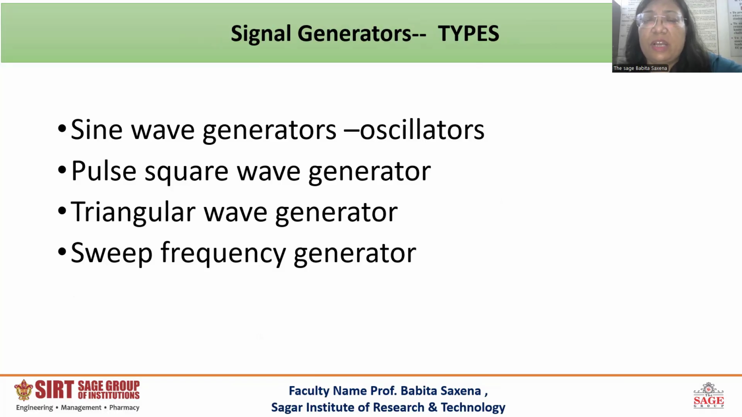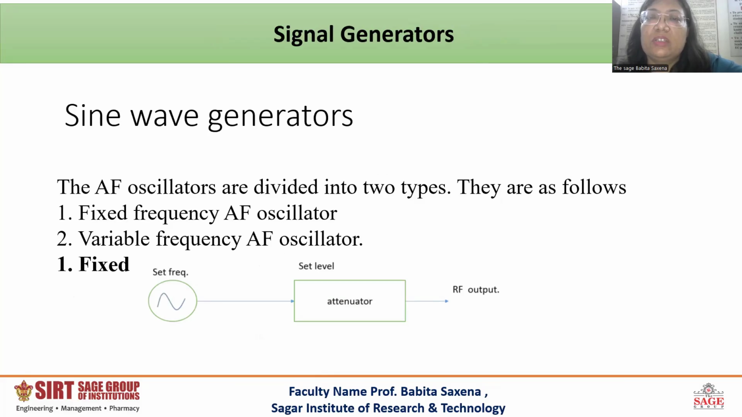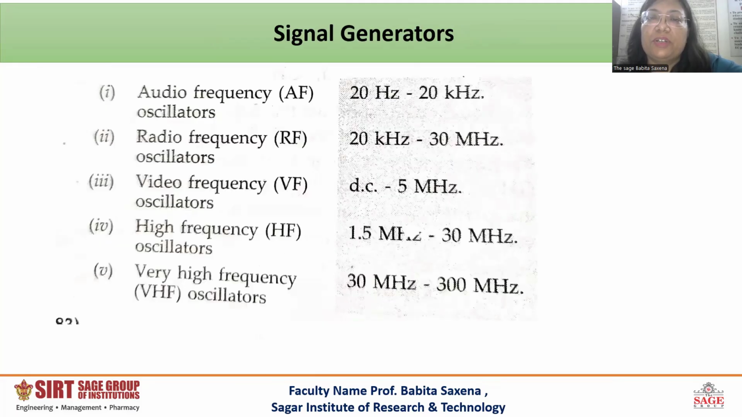This is the simplest type of signal generator. These are the sine wave generator, pulse and square wave generator, triangular wave generator, and the sweep frequency generator. These are the types of signal wave generator. So this is the simplest type, the sine wave generator. These are the frequency ranges of signal generators.